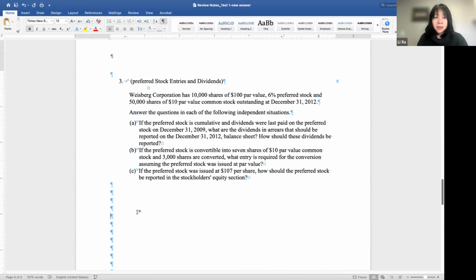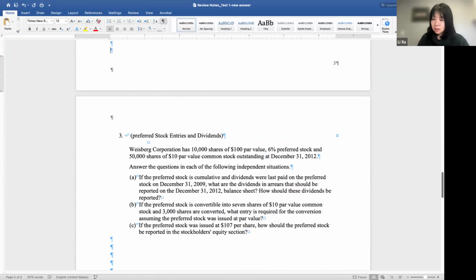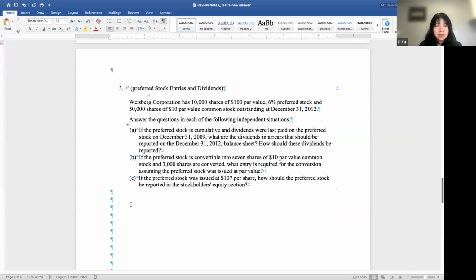All right, so let's talk about question number 3. This is about the preferred stocks and the dividends. Let's take a look at A.